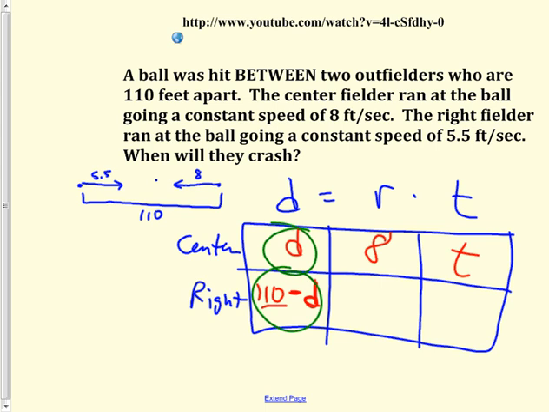All right. And moving on, the rate of the right fielder. They give me that. It's 5.5. So I write a 5.5 here. I guess it should be consistent in red. And lastly, the time that the right fielder ran.